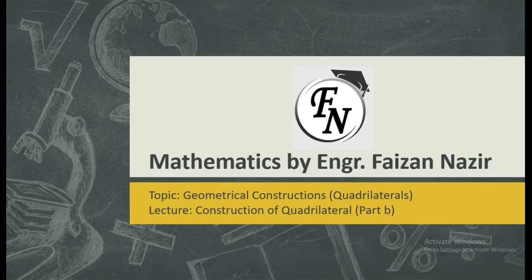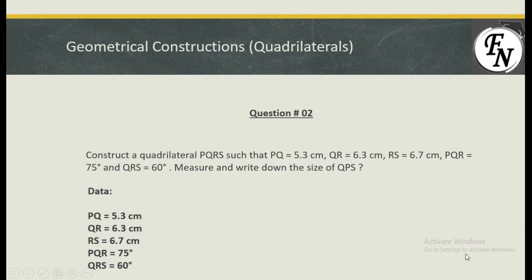In Part A, I discussed one question regarding quadrilaterals, and today I'll take another question on quadrilaterals. So let's begin with the question. Construct a quadrilateral PQRS. As it is mentioned just as a quadrilateral, it does not have a definite or regular shape which is named. So it is an irregular quadrilateral. That means it has an irregular shape but has four edges and four sides.